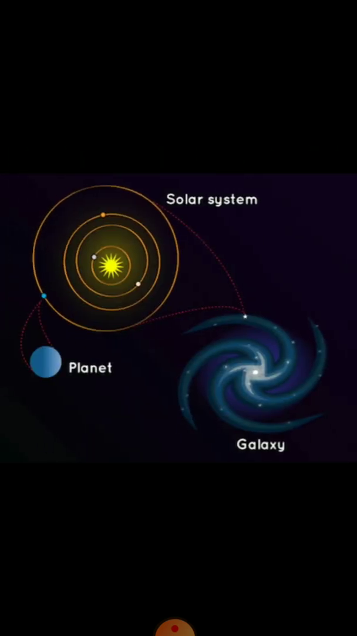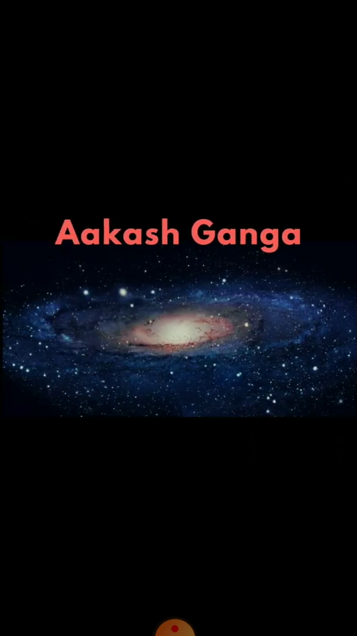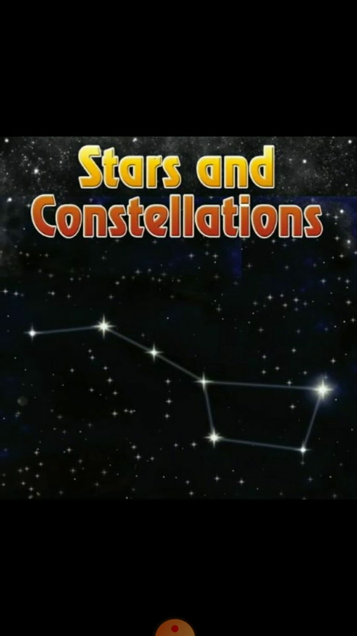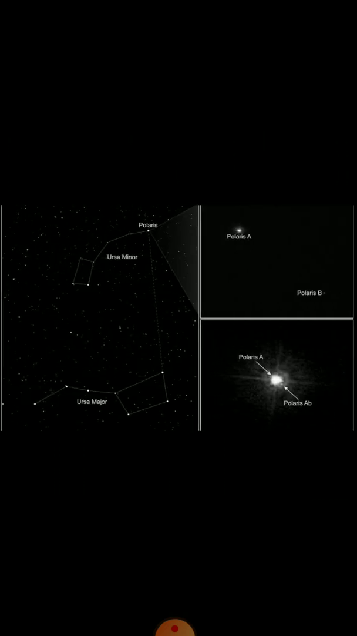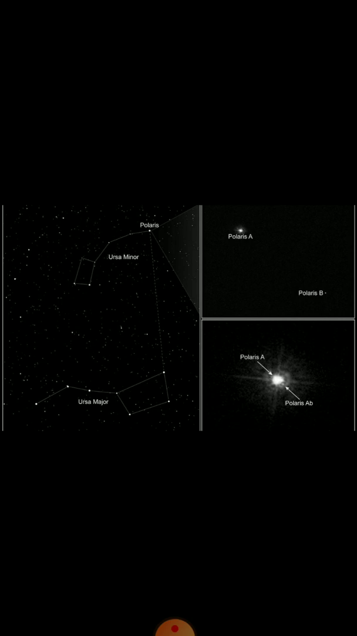Stars. These celestial bodies produce their own light and heat. The star closest to Earth is the Sun. Our Sun belongs to a galaxy called the Milky Way or Akash Ganga. Groups of stars form various patterns in the night sky and are called constellations. Two easily recognizable constellations are Ursa Major or Big Bear and Sagittarius, which is a part of Ursa Major.